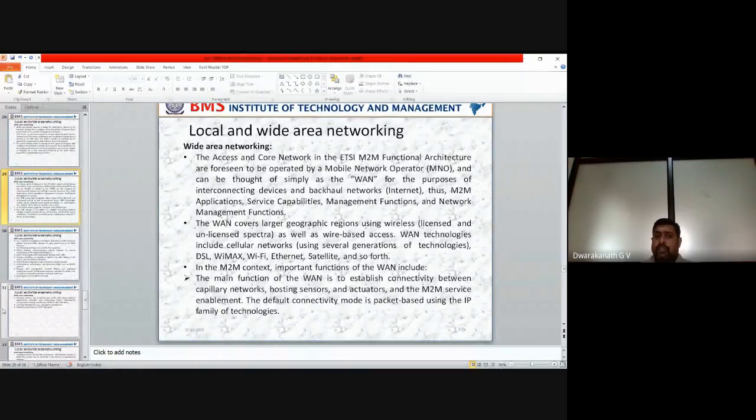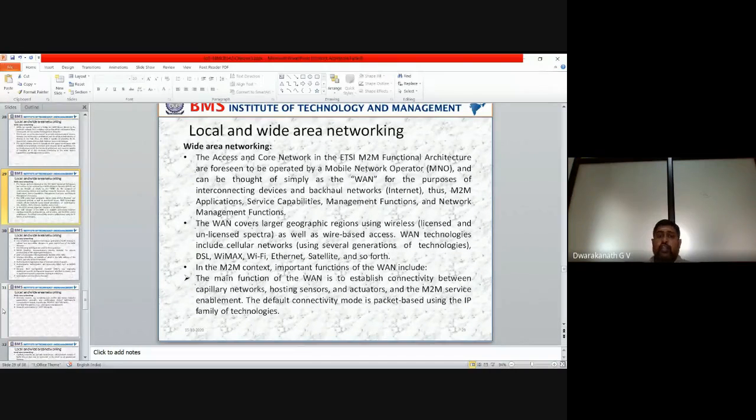The WAN covers larger geographic regions using wireless licensed and unlicensed spectra as well as wire-based accesses. Either you can go with optical fiber, you need to decide. You have to decide where you need wireless, where you need wired, and between which sub-network and which sub-network, what type of wire-based access you need: either optical fiber, or whether ordinary copper wire, Cat6 cable, is enough for you. So it should be decided.